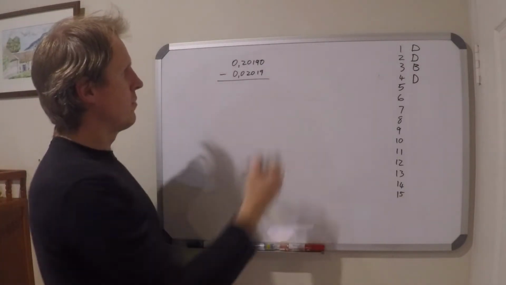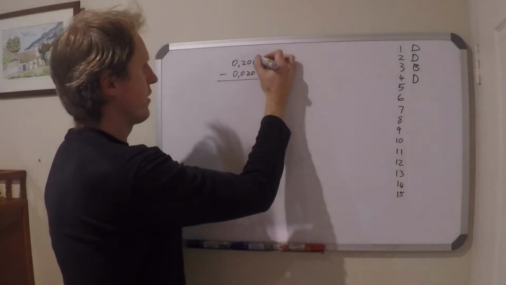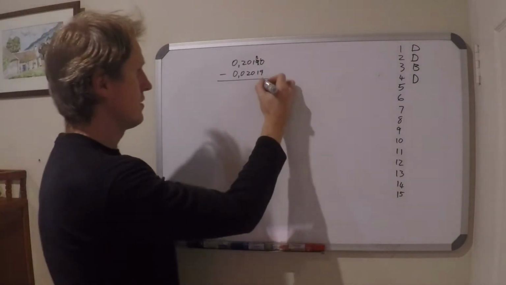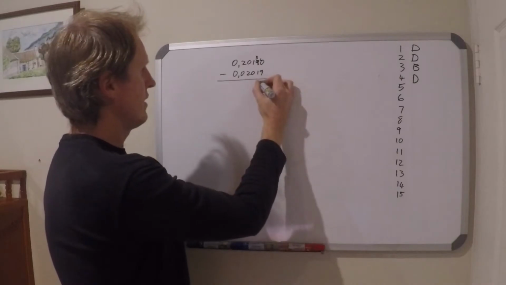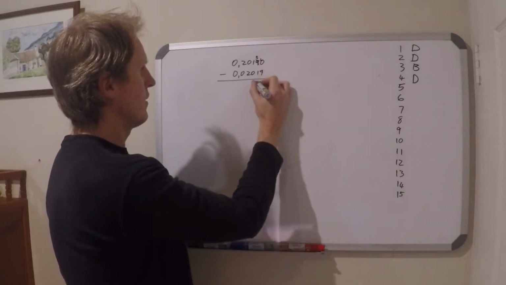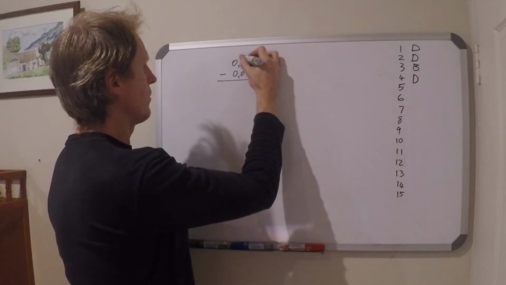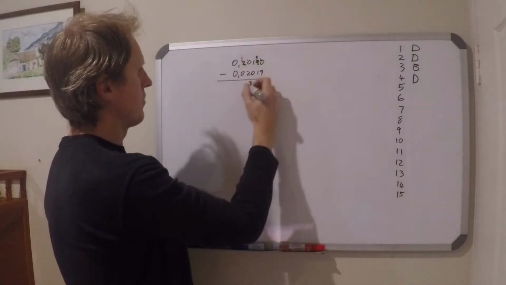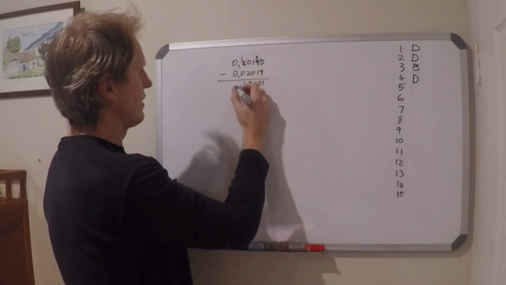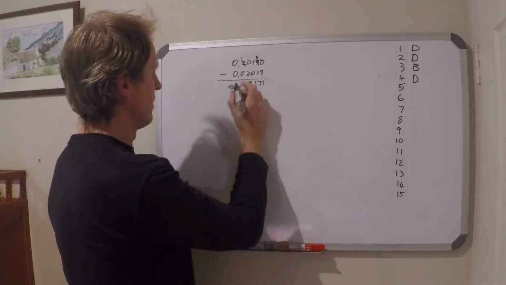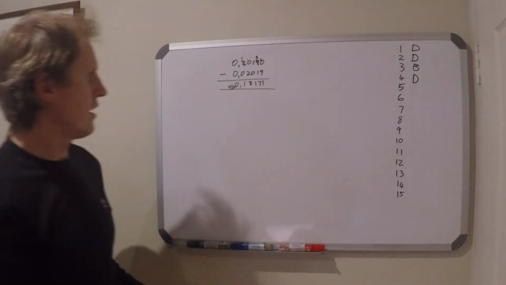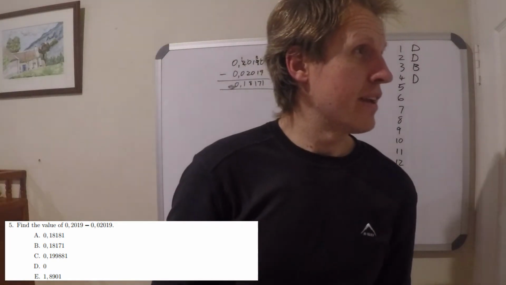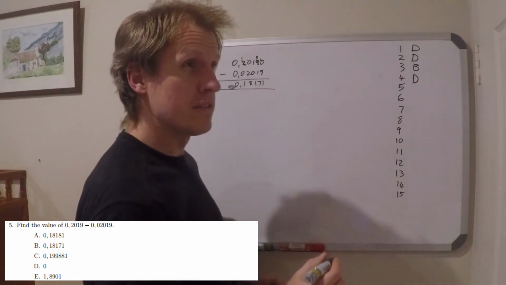So if we want to take 0 minus 9, we can't do that. So let's carry 1 from before. So we're left with 8 there. And we've got 10 minus 9 is 1. 8 minus 1 is 7. 1 minus 0 is 1. 0 minus 2, again we need to carry 1, so it's 10 minus 2 is 8. 1 minus 0 is 1. And then finally 0 minus 0 is 0. So there's our answer, 0.18171. And that is answer B.